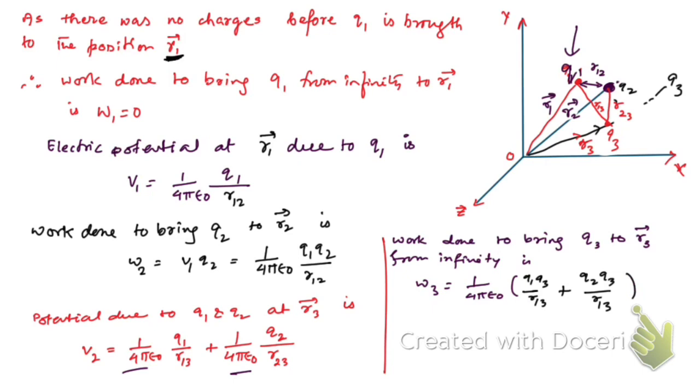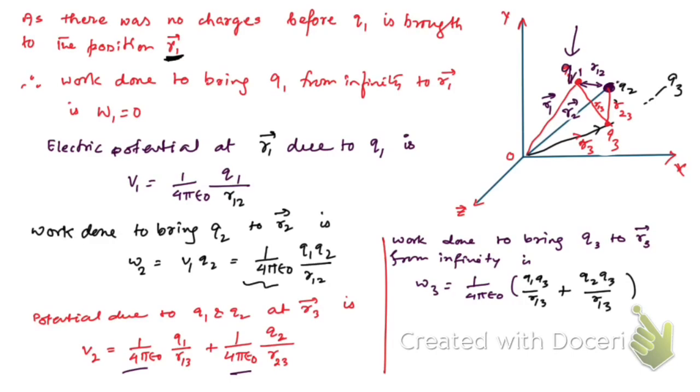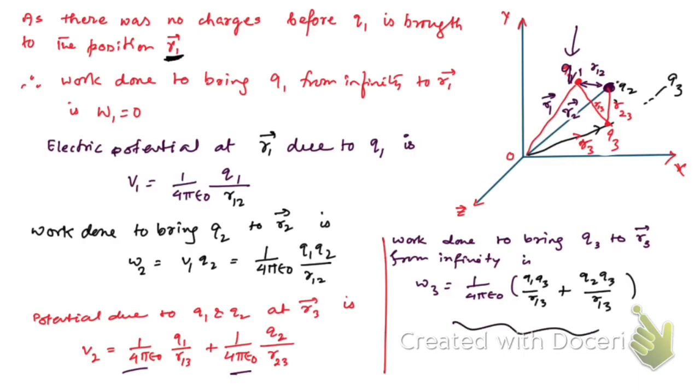Now let me write w1, w2 and w3 on the next page, because we do not have enough space here. So what we have got: w1 is equal to 0, so let me put it aside, and w2 is equal to 1 by 4 pi epsilon naught q1 q2 by r12. And now w3.